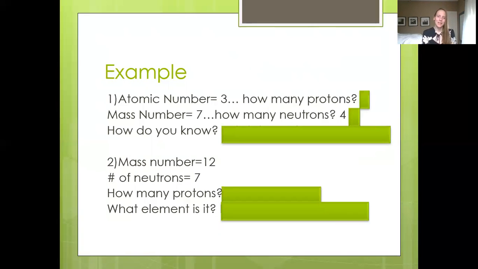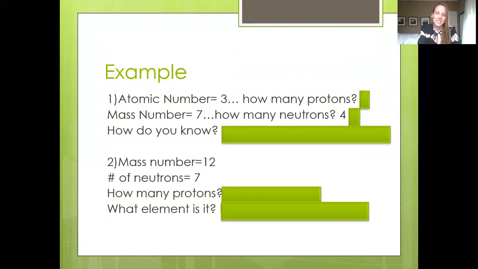So if, for example, you were told the atomic number was 3 and the mass number is 7, the number of protons is just the atomic number, so we would have 3 protons. The mass number is the protons plus the neutrons. So if I have a mass number of 7 and I know 3 of those 7 are protons, then the remaining 4 must be neutrons. So the number of neutrons is just the mass number minus the atomic number. So try question number 2 on your own. Pause here and then come back and see if you got the right answer.